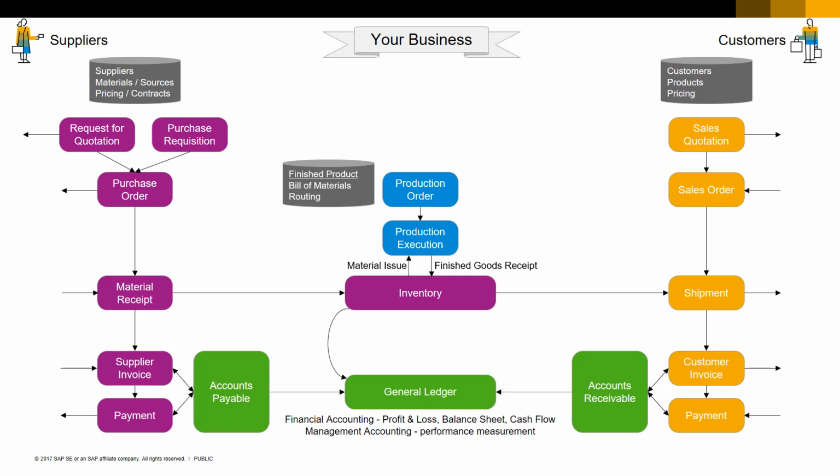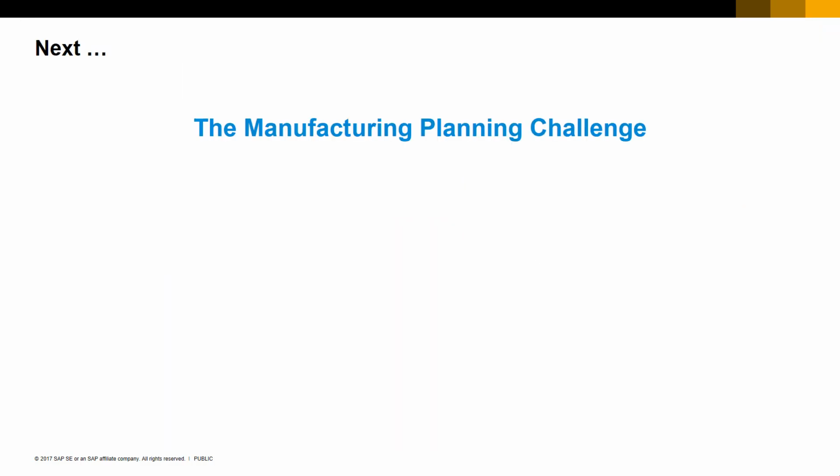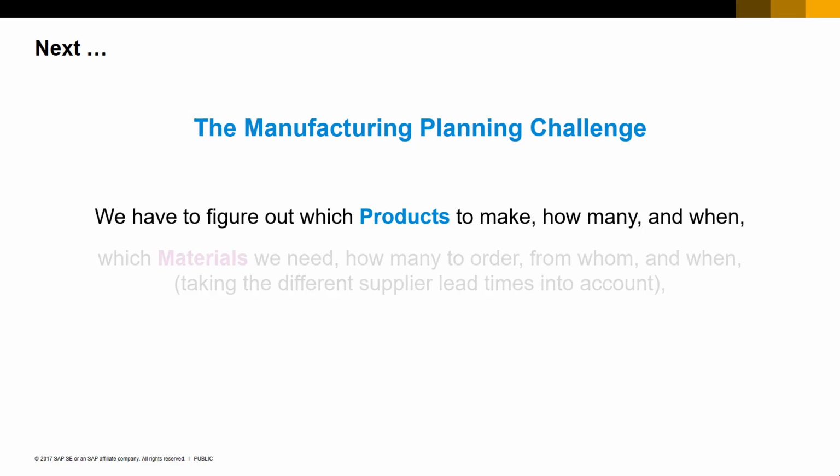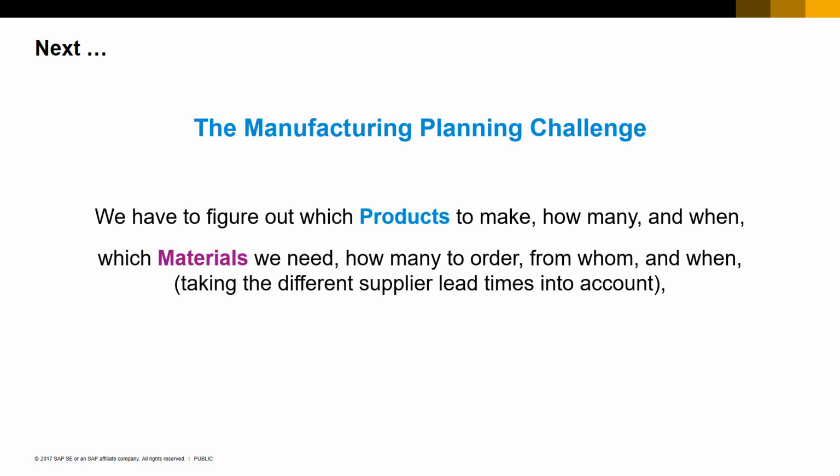Or do we? Let's imagine you're running a manufacturing business. Here's what we need to do. We have to figure out which products to make, specifically how many of each, and when to have them ready in inventory so we can ship them to our customers. Then we have to figure out which materials we need to make these products, specifically how many of each, where we have to buy them from, and when to have them all ready in inventory so we can issue them to production.